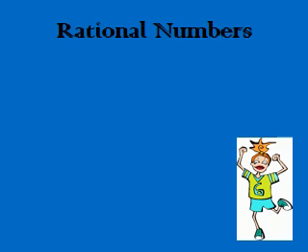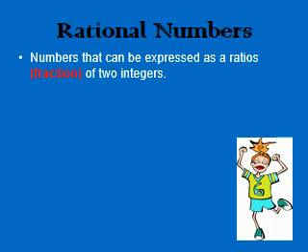Our next category is rational numbers. This is one that is probably a little more difficult to decipher. Rational numbers are numbers that can be expressed as ratios. Another word for ratio is fraction, but as ratios of 2 integers. So any number that I can write as a fraction is considered a rational number.